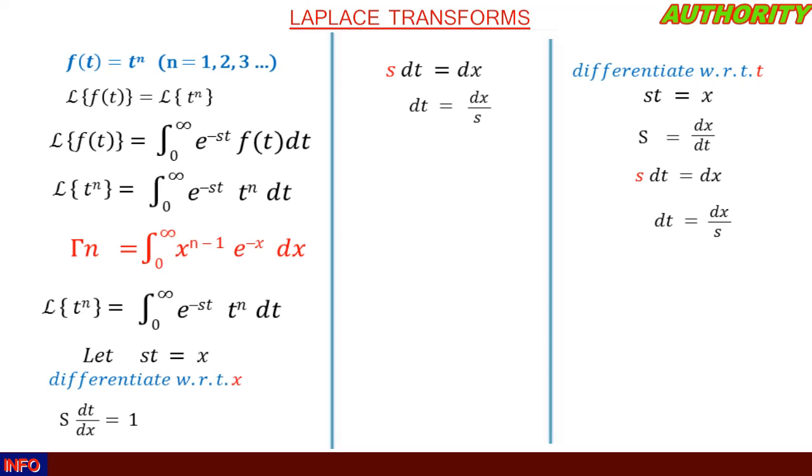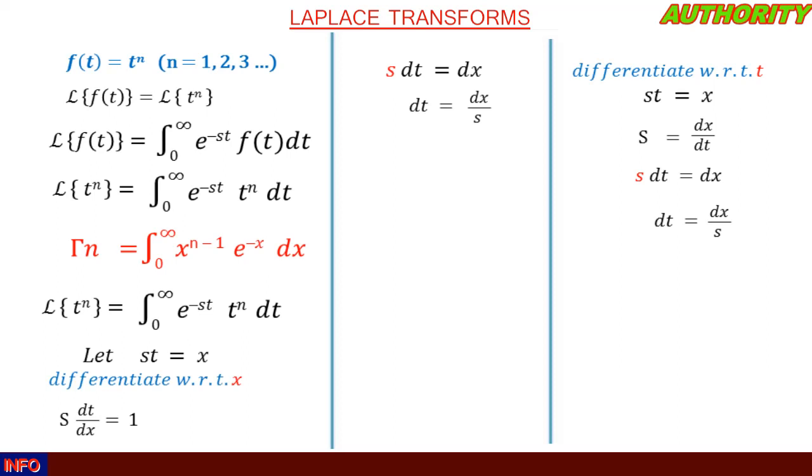We differentiated st is equal to x with respect to x and with respect to t, and then made dt the subject. We have the same value, and then we say that dt is equal to dx all over s. Is that clear? Good.